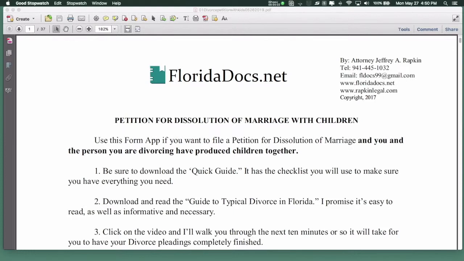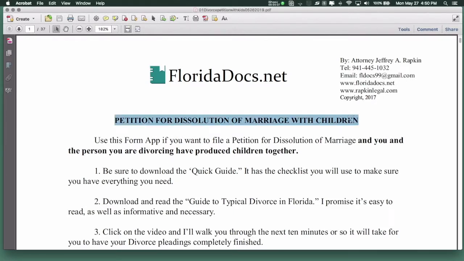This is the easiest way humanly possible to draft your petition for dissolution of marriage with children.